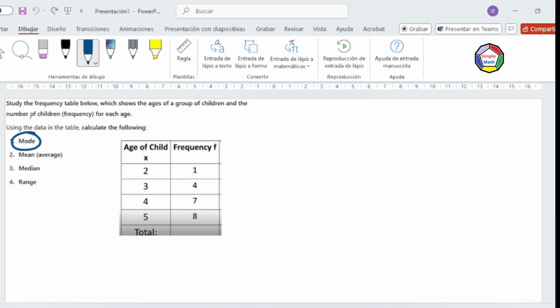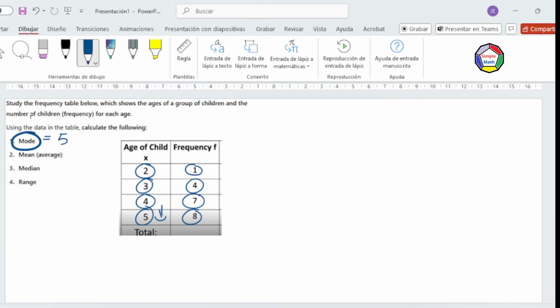Okay, so if you see, the number 2 is just once, the number 3 is repeated 4 times, the number 4 is repeated 7 times, and the number 5 is repeated 8 times. So what is the most repeated number? Is the number 5. So the answer for this one is the number 5, because the number 5 appears 8 times.